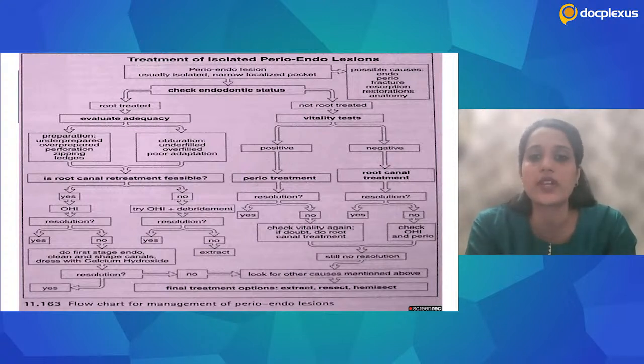Also, we should not try to take away anybody's life. So, is the tooth's life there? Then the final treatment option, if none of them are surviving, would be to extract, resect or hemisect the tooth. Even hemisectioning is a good option if a patient is willing and if the clinician is confident about the procedure. If not, then they should try to refer the case.